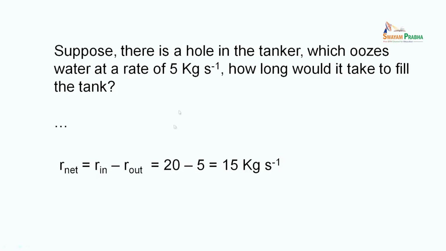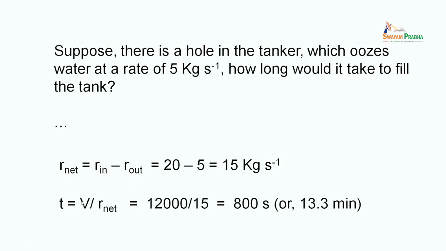The net rate in this case: there is 20 kilograms per second coming in, 5 kilograms per second going out. Sorry, I think it is 20 kilograms per second coming in, 5 kilograms per second going out. So, the net rate happens to be 15 kilograms per second, and once you know the net rate, you can find out the time as the volume divided by the net rate, or in this case the mass divided by the net rate. This has to be m. 12,000 kgs divided by 15 kilograms per second is 800 seconds, or about 13.3 minutes, is what we get.